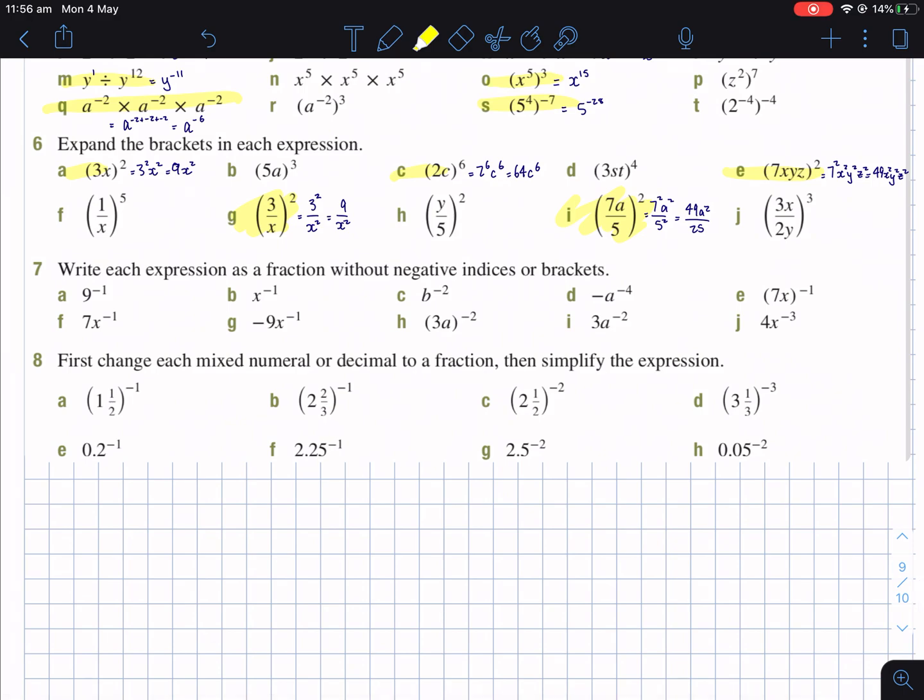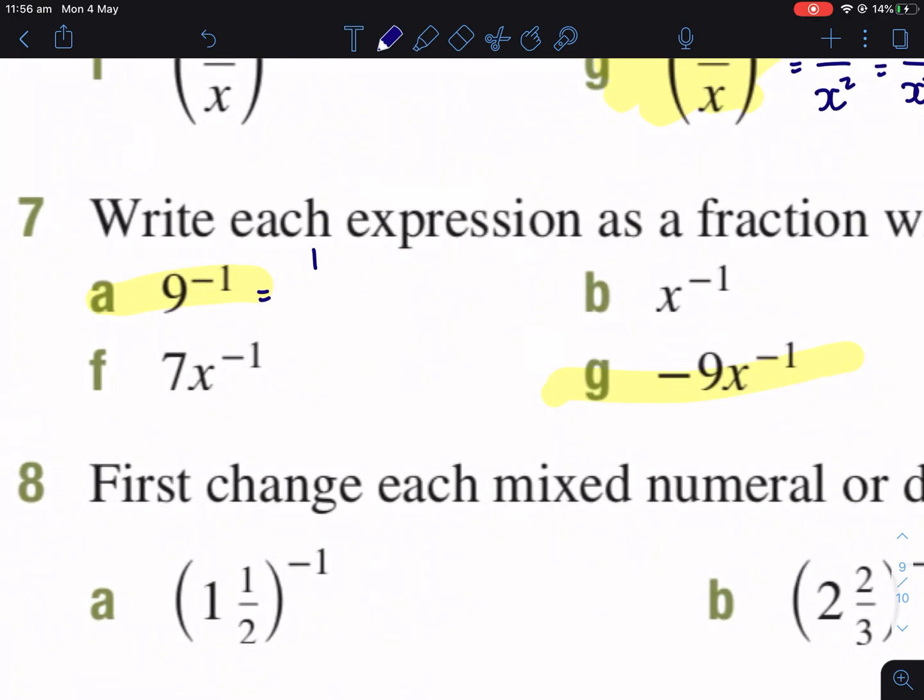Alright, this time we want to write them without negative indices or brackets. So, to get rid of the negative, you put it to the bottom of a fraction and it changes to plus 1. So that's just 1 on 9.